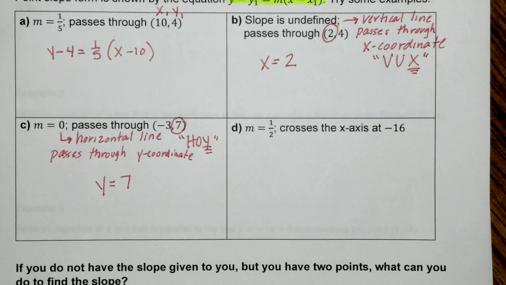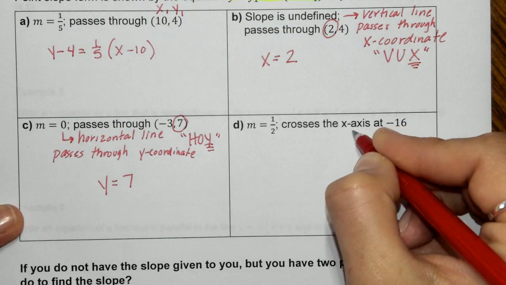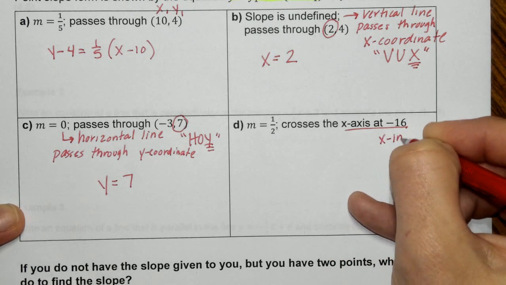Now let's take a look at this one: the slope is 1/2, and it's going to cross the x-axis at -16. What we need to remember is this crosses the x-axis at -16 means this is the x-intercept.